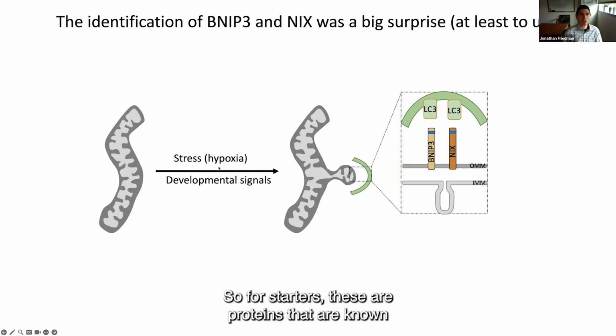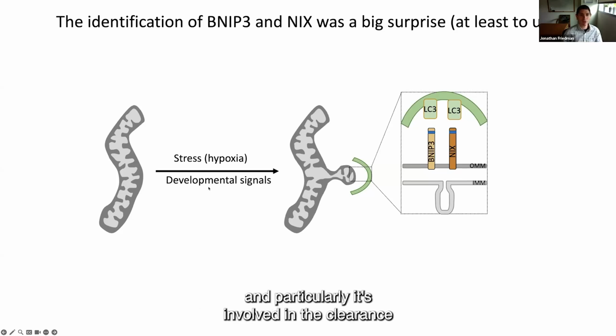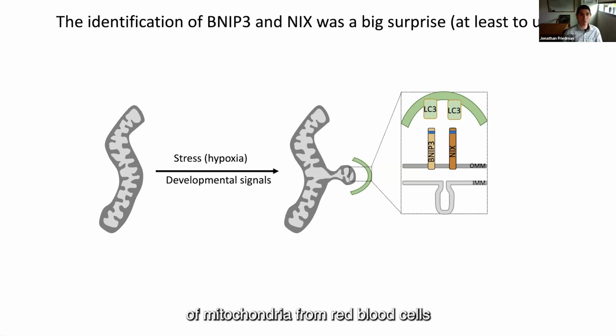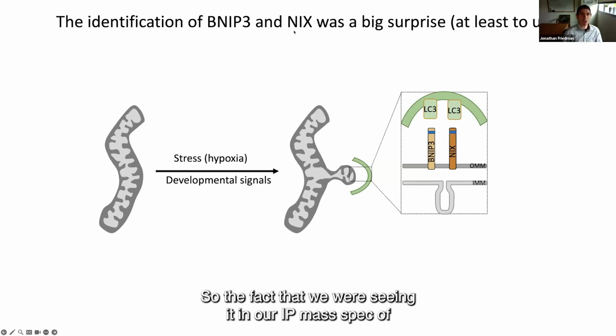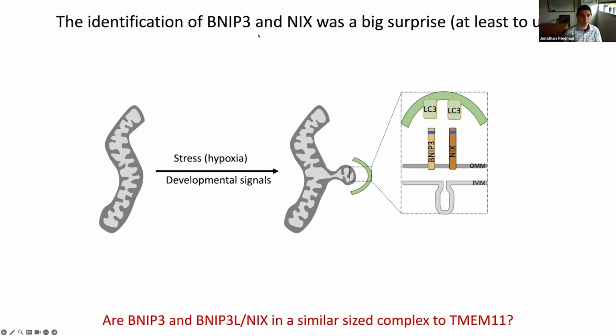So for starters, these are proteins that are known to be targeted transcriptionally by HIF1 alpha, and under hypoxia, they're known to be massively upregulated to promote mitophagy. And then secondarily, NIX is a protein that's implicated in development, and particularly it's involved in the clearance of mitochondria from red blood cells during erythrocyte maturation. So the fact that we were seeing it in our IP mass spec of a cell that wasn't treated with any sort of stress was a surprise, at least to me.